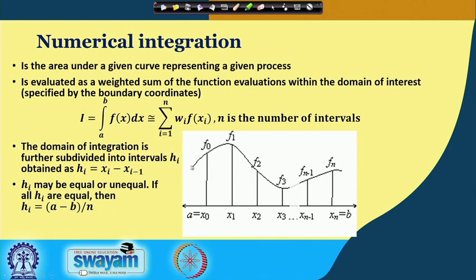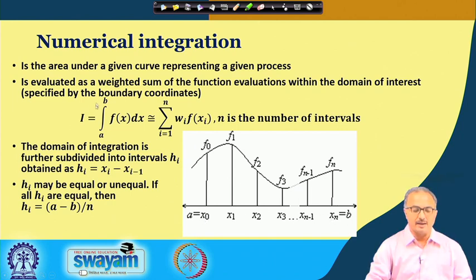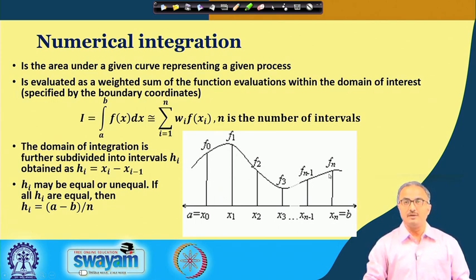Let us assume that this is some kind of function f(x), and here we have one point, which we call x0, and we have the point b, which we call xn. By this we mean we want to find the area enclosed within this domain by this particular curve. Now, this is what we do analytically.